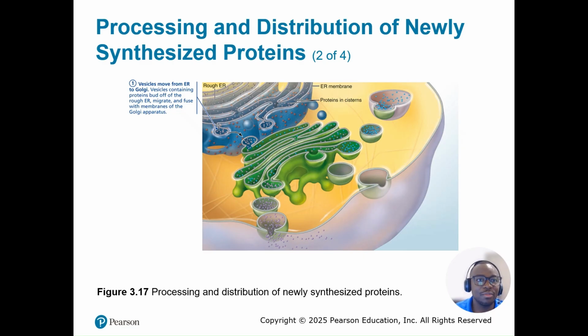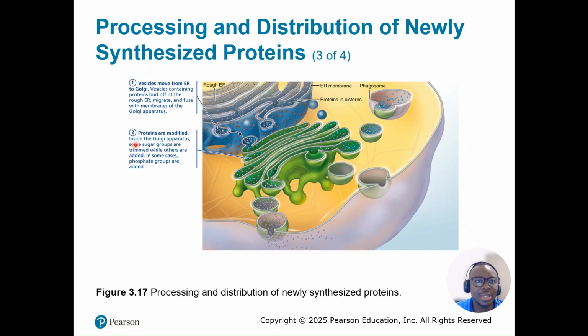In step 1, vesicles move from the ER to the Golgi. Vesicles containing proteins budded off of the rough ER migrate and fuse with membrane on the cis face of the Golgi. In step 2, proteins are modified. Inside the Golgi, some sugar groups are trimmed while others are added. In some cases, phosphate groups are added as well.